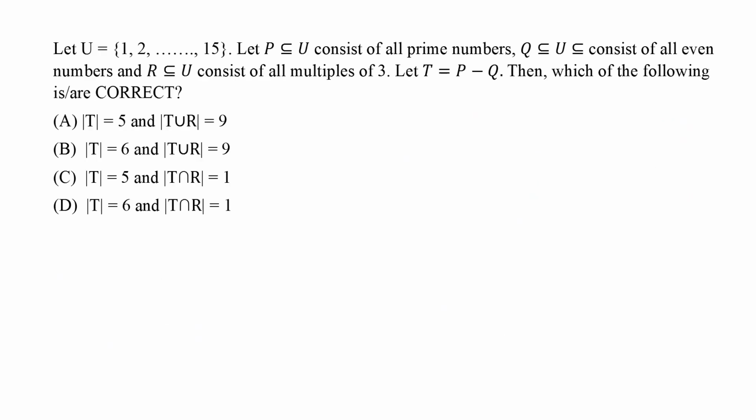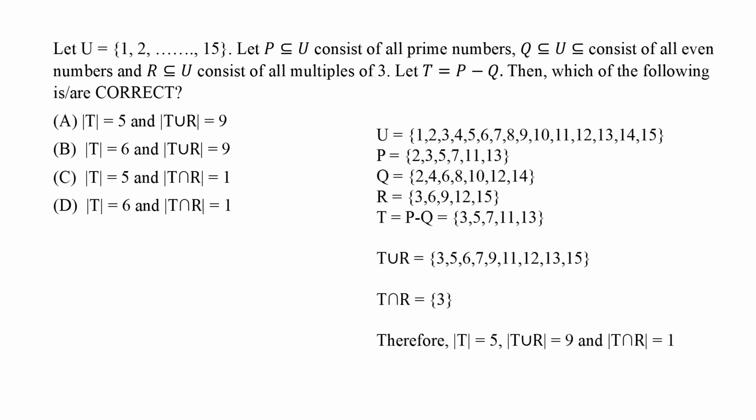The next question says, let U be a set of numbers from 1 to 15. Let P be a subset of U that consists of all prime numbers. Q be a subset of U that consists of all even numbers, and R be a subset of U that consists of all multiples of 3. Let T be a subset such that it is P minus Q. Then which of the following is or are correct?